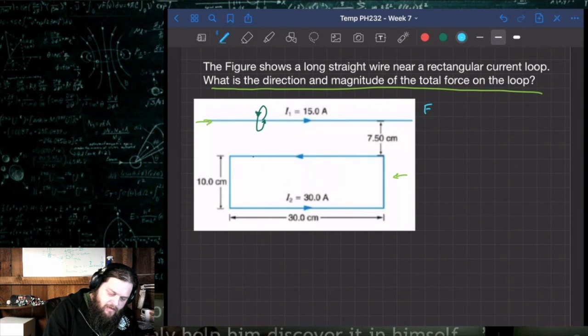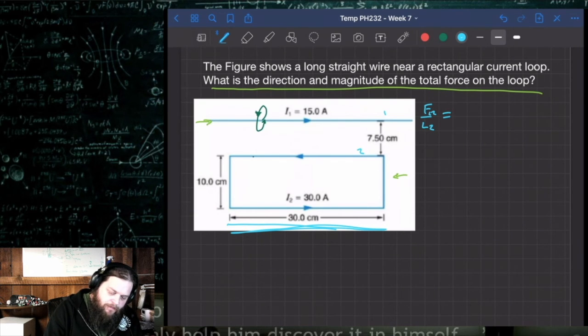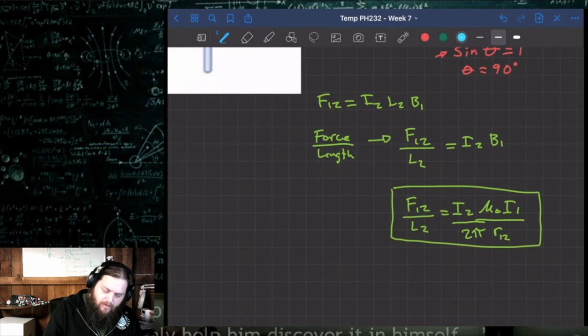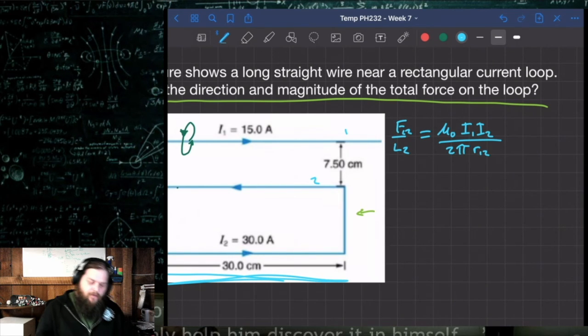The force per length. So the force of, I'm going to call this one 1, this one 2, force of 1 on 2 by length 2. Well, the length of this is just 30 centimeters at the bottom. But we can use that same equation we defined here: I2 mu naught I1 divided by 2 pi R 1 to 2. I'm going to write it as mu naught in the front, I1, I2, just to keep it orderly, over 2 pi R1,2, the distance between them.